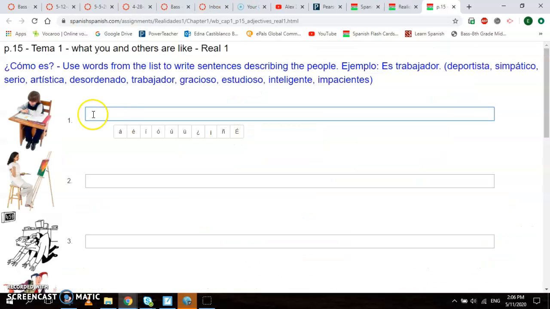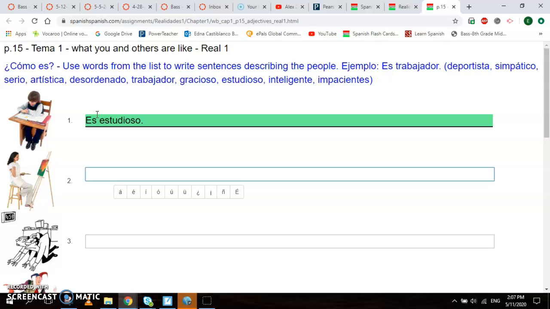So the first one is asking you cómo es. So in this one, you're talking about somebody else. How somebody or what somebody is like. So, for example, you're going to say about this kid. This kid looks like he's studying a lot. So you're going to write, es estudioso. And then it turns green. Do not forget to start with es. Do not forget to start with a capital letter. And do not forget to finish the sentence with a period.